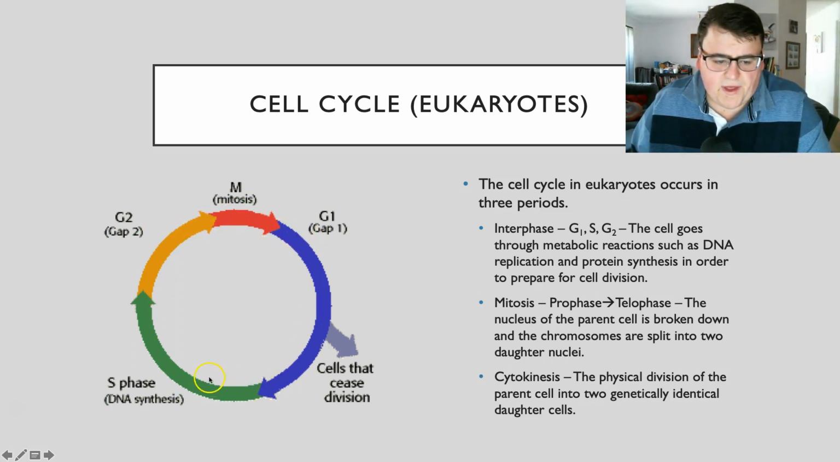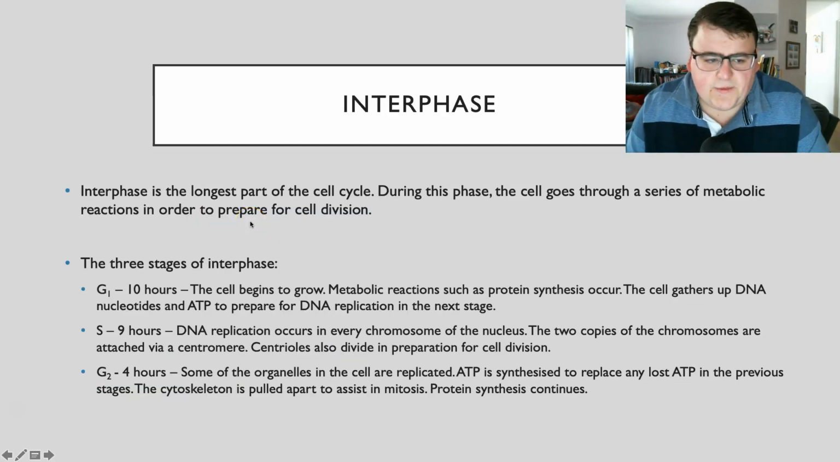Okay, so this is by far the longest part of the cell cycle, and you can see that a majority of a cell's life is actually spent in interphase, and it's a very short time spent in mitosis. Looking at interphase in a little bit more detail, as I said before, it is the longest part of the cell cycle, and during this entire phase, the cell is going to go through a series of metabolic reactions, helping the cell prepare for cell division. So, the three stages of interphase: G1, S, and G2.